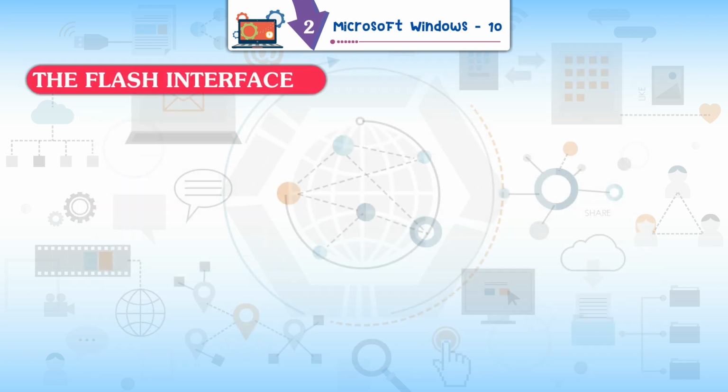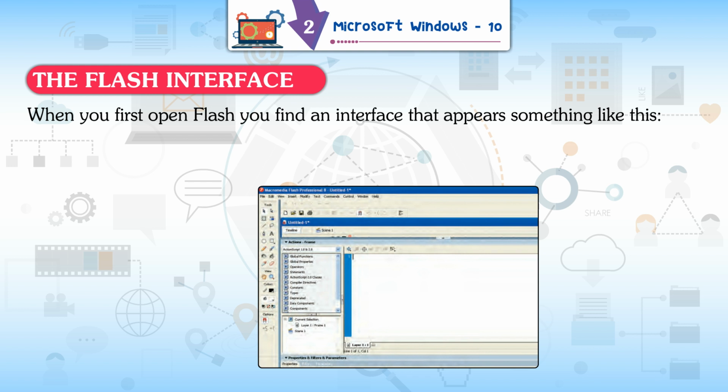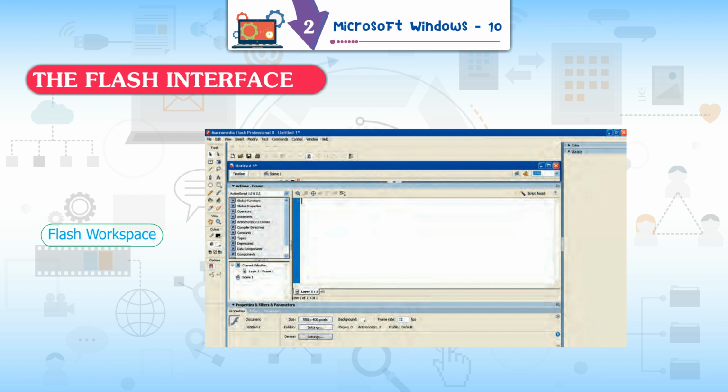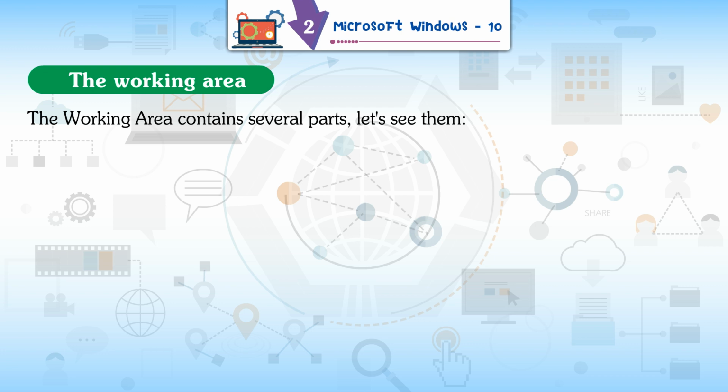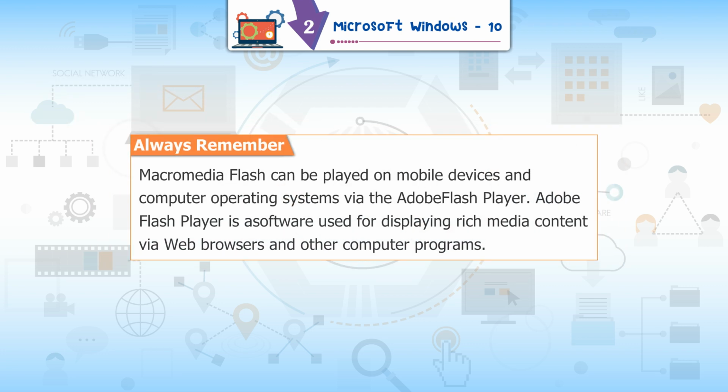The Flash interface. When you first open Flash, you find an interface that appears something like this. Flash Workspace: the Tools panel, the Menu panel, the Timeline, the Property bar. The working area contains several parts. Let's see them. Always remember, Macromedia Flash can be played on mobile devices and computer operating systems via the Adobe Flash Player. Adobe Flash Player is software used for displaying rich media content via web browsers and other computer programs.